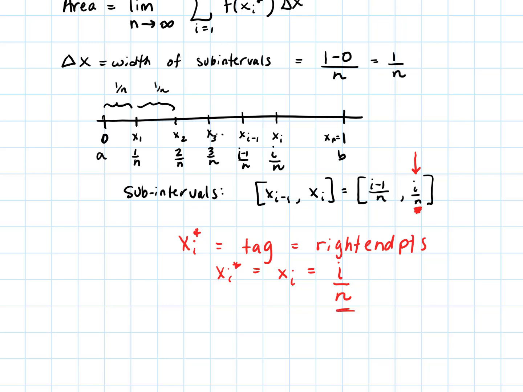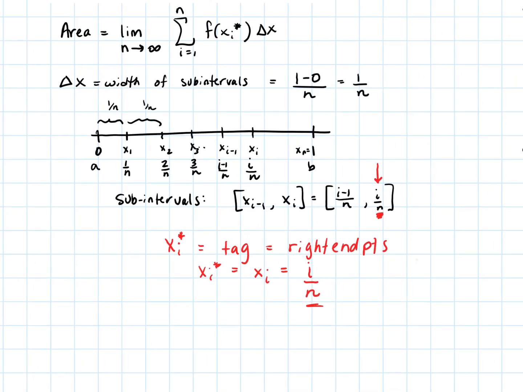If we're looking at the 1,000th interval, what would that look like? Well, say we divided by 1,000,000. It would be 1,000 over 1,000,000. That would be the tag on that interval. Okay, so that is our tag.